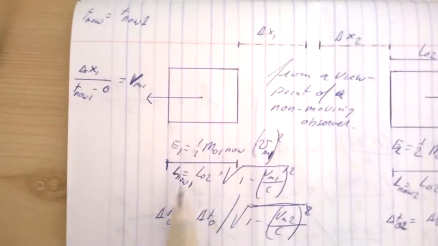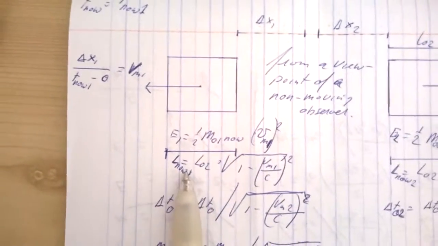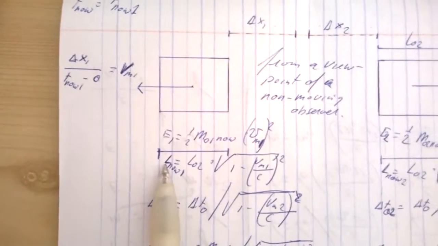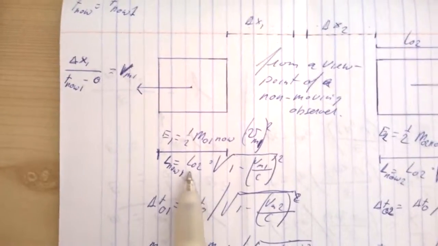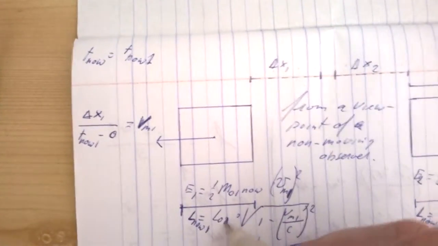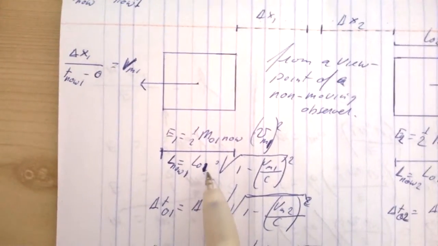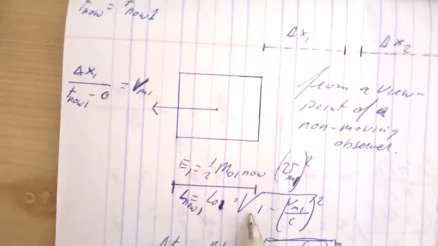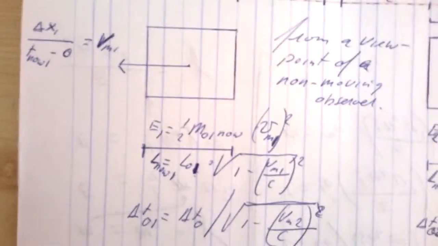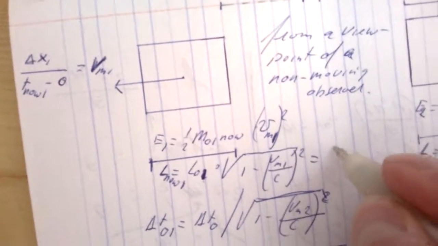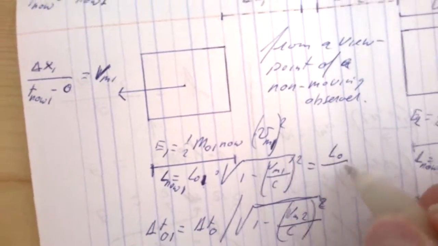What also happens is that because it has a higher velocity, the dimension shrinks. So L now 1 is L1 when it was in the starting position, divided by the gamma factor. So L now 1 is L0 divided by gamma.